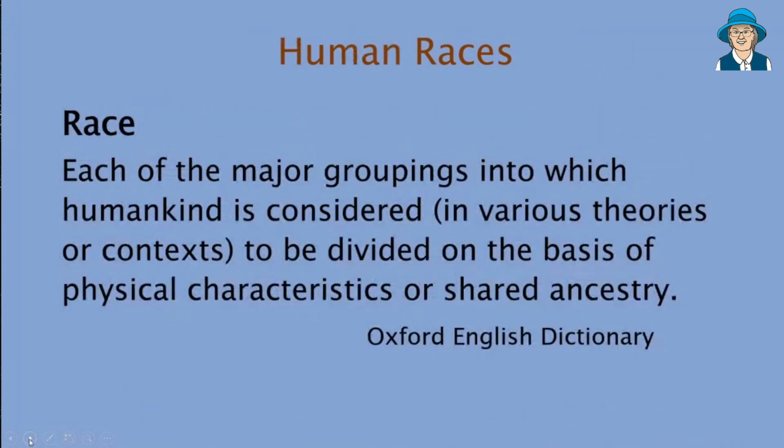So if we go back to the Oxford English Dictionary and look at our long list of definitions for race, there is one that is related to human races. And this is the definition: race, each of the major groupings within humankind, is considered to be, in various theories or contexts, that's actually in the dictionary, I didn't add that, to be divided on the basis of physical characteristics or shared ancestors. In other words, there is something that you can physically see, or there is some genetics that you can trace back to. And we'll have a look at the more details of that next week. This is a big topic, so we need 2 weeks to go over it.